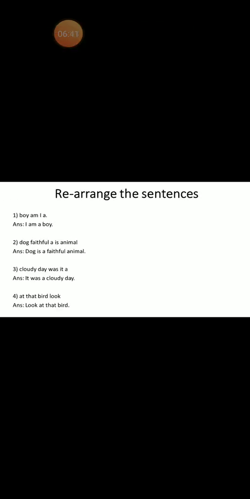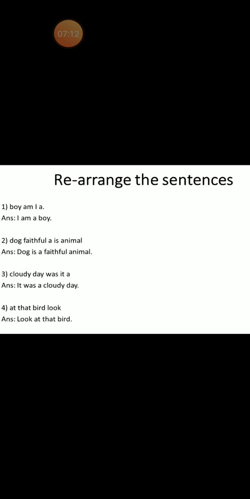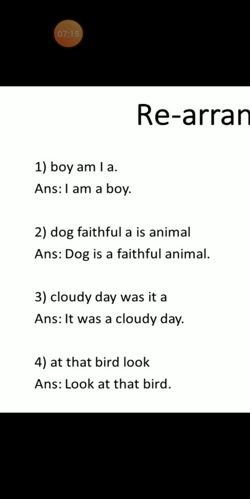Here, rearrange the sentences. Number 1. Boy am I a. Now, as I told you before, does this make any sentence? These are random individual words. No, it does not make any sense. So, what is written below? I am a boy. Here I is capital, and there is a full stop at the end of the sentence. So this is a perfect sentence.